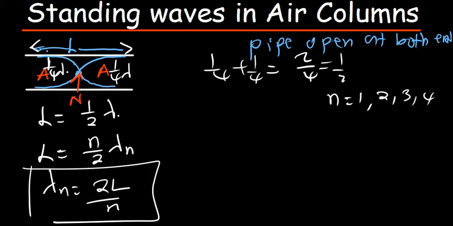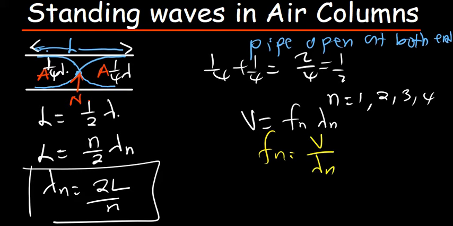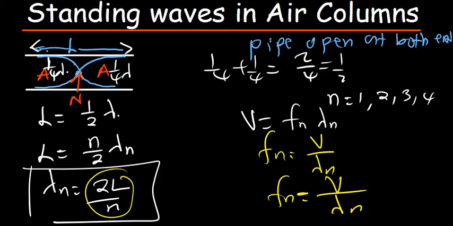The fundamental frequency will be the same thing. So remember we said V is equal to F lambda. Now in this case I don't know which F I'm talking about, so I'll say Fn lambda n. Let's make Fn the subject of the formula. Fn will be equal to V divided by lambda n. We can replace lambda n with 2L divided by n, like that.